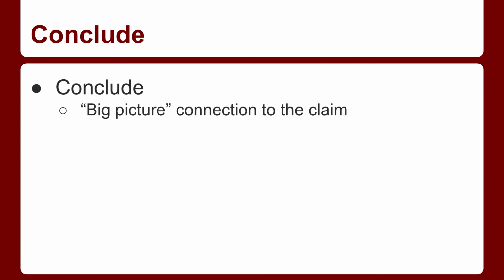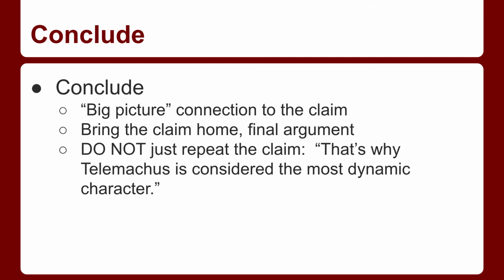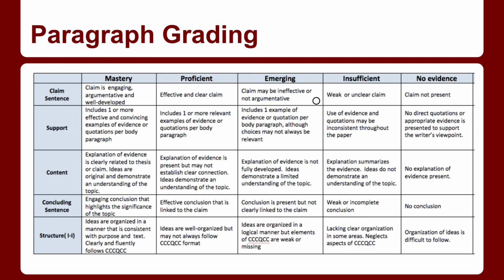Conclude is your big picture connection to the claim. In this case, you want to bring the claim home as a final argument. Don't just repeat that claim like, that's why this story shows the theme the best. No. What I would suggest you do for your concluding sentence in this paragraph is to explain exactly what Homer wants us to learn about intelligence and skill winning out over physical strength and power. Why is that such an important concept for him to teach us?